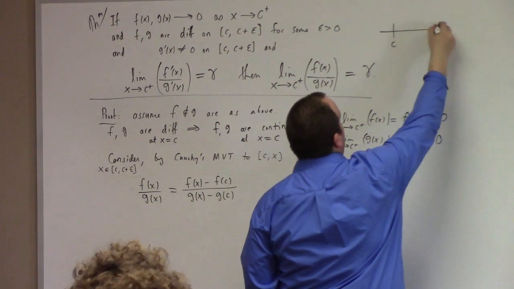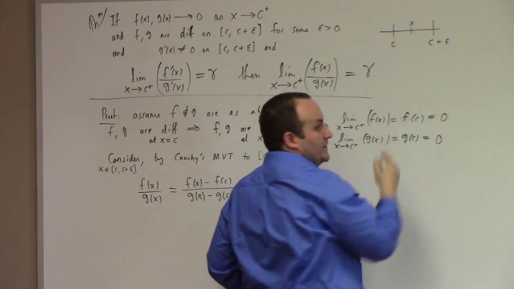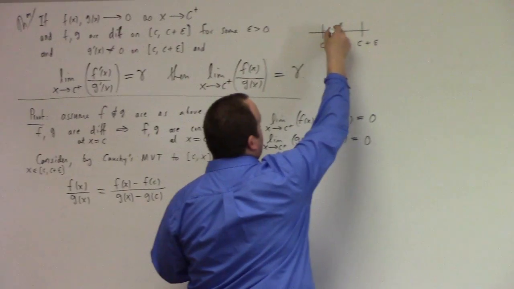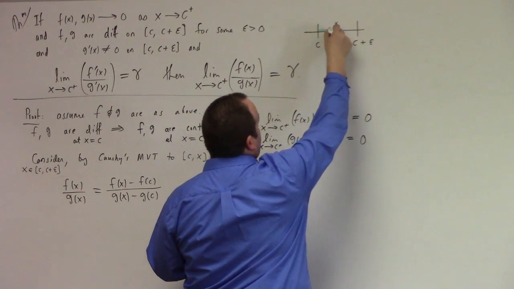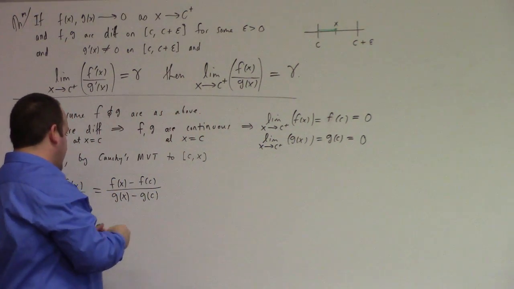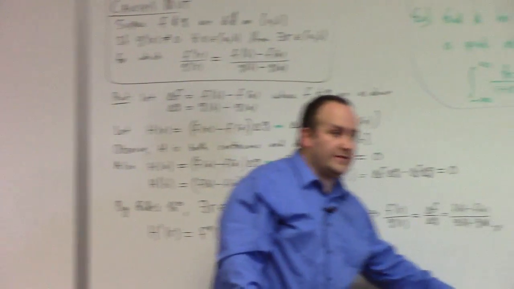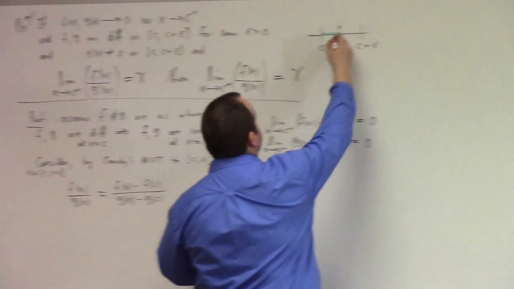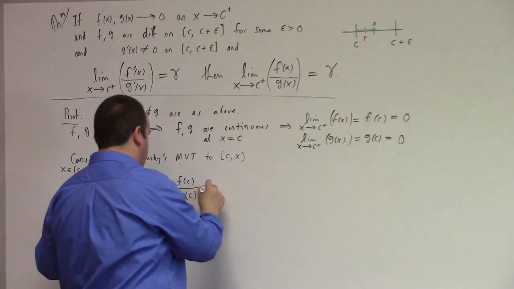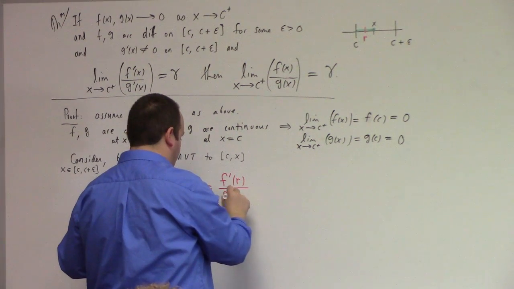We draw a picture. Here's c. Over here is c plus epsilon. X is like here. I'm applying Cauchy's mean value theorem to an arbitrary x in here on this closed interval. So Cauchy's mean value theorem says that there exists an r in that little green strip somewhere in there, such that this is equal to f prime of r over g prime of r, right?